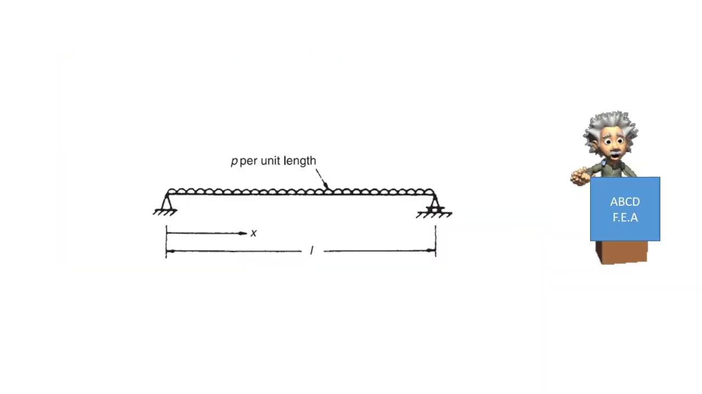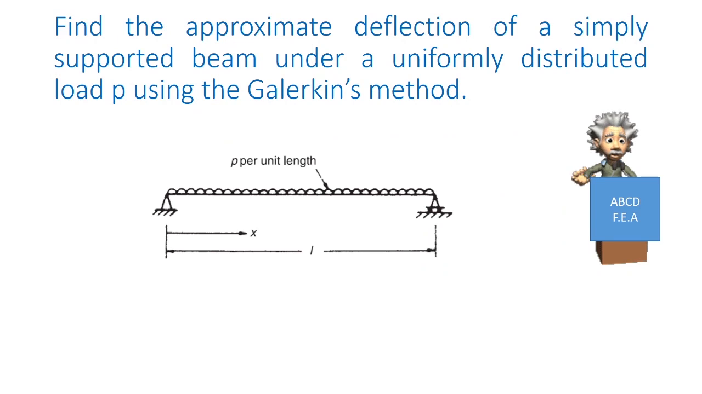Now this is the problem which we will solve by Galerkin method. So this is a beam and it is simply supported at two ends, and UDL is acting, or you can say force per unit length is acting throughout the cross section. UDL means uniformly distributed load. L is the total length and P is the force per unit length.